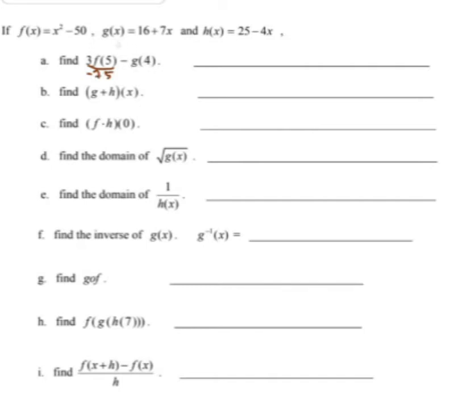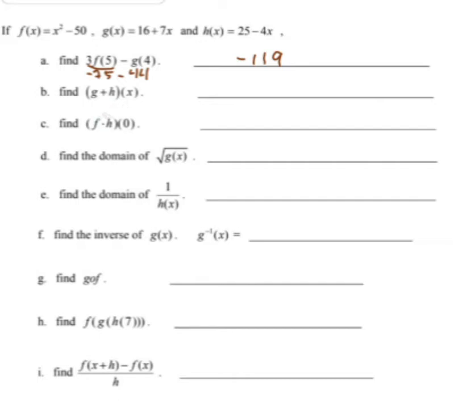g of 4. g of 4 is 16 plus 7 times 4. 7 times 4 is 28. 28 plus 16 is 44. So negative 44. Negative 75 minus negative 44 is negative of the sum 75 plus 44, which is negative 119.